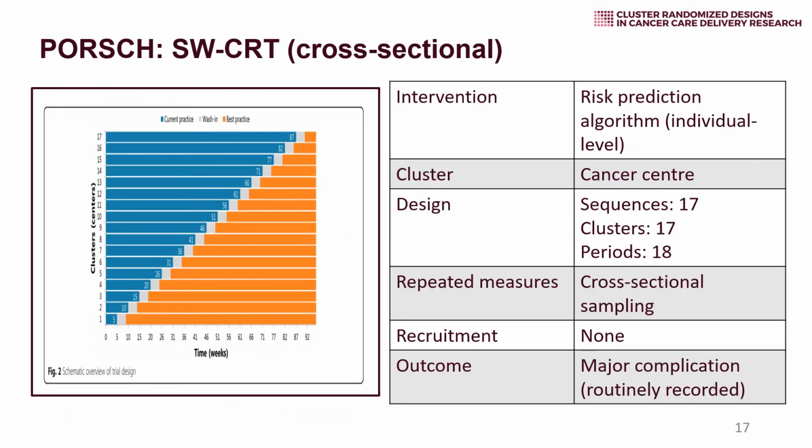So the design shown on the left-hand side included 17 clusters. Each cluster was allocated to its own sequence. So there are 17 sequences, and the time is divided up into 18 periods. Clusters were cancer care centres, and the intervention was a risk prediction algorithm, so delivered at the level of the individual. The design used cross-sectional sampling, and there was no individual participant recruitment. And the outcome was major complication of the surgery, and this was routinely recorded.